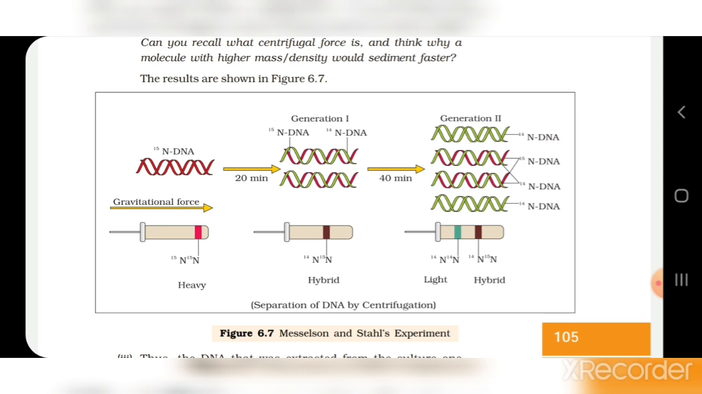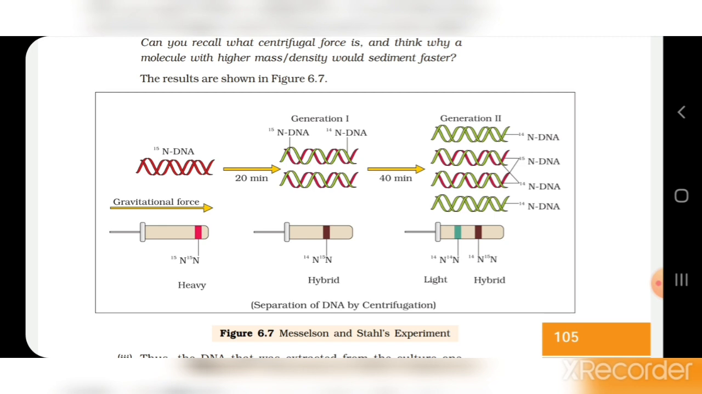And again, after 40 minutes, we found two hybrid DNA molecules and two normal ones. The DNA extracted from the culture after 40 minutes showed that the density of one half of the DNA was hybrid, that means N14 and N15, identical to the one obtained during the first replication, while the other half was in the N14 density region, as it did not contain any heavy nitrogen. Why?